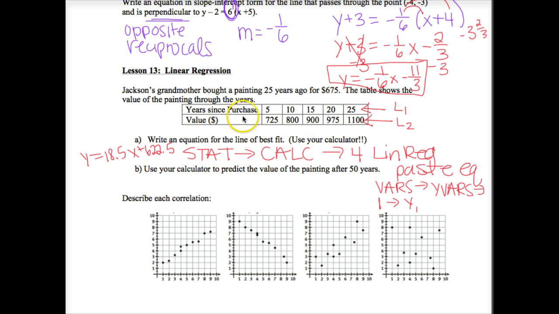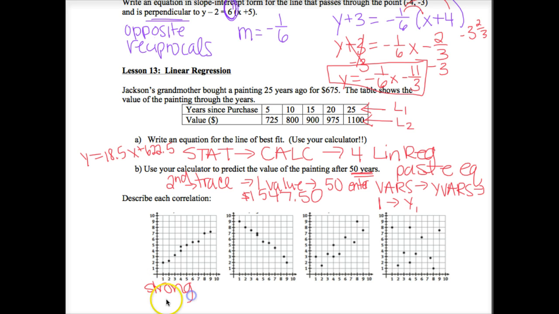Then part B, again, I'm not going to show it again, but I will quickly go through what buttons you're supposed to press. Once you've got it graphed, you hit second trace, then choice 1, which is value. And then you just type in 50, because that's what they gave you, and hit enter. And then it should give you the answer, which is 1,547.5.